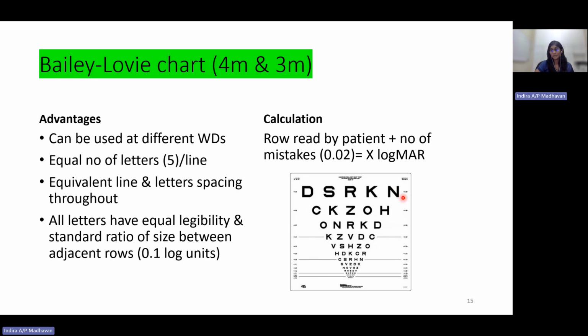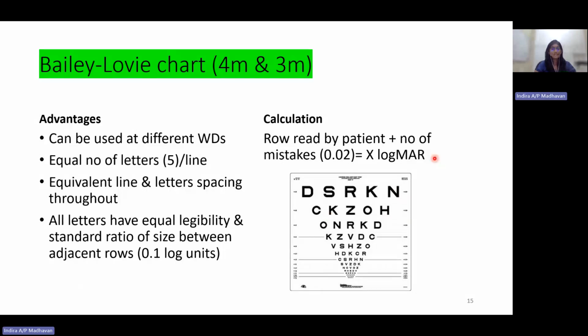each of these letters stands for 0.02 LogMAR, in any row. If one mistake is made, what you have to write is the row read by the patient, 1.0 LogMAR, number of mistakes 1, and each letter represents 0.02 LogMAR. Then you get a value of 1.02 LogMAR. So this is the basic calculation for both 4-meter and 3-meter. This is how the calculation is done for the LogMAR chart for distance.